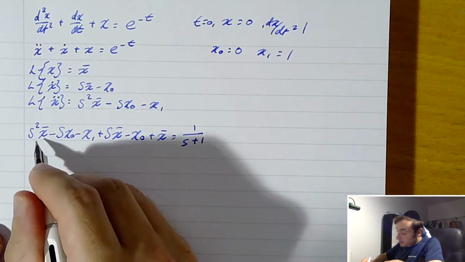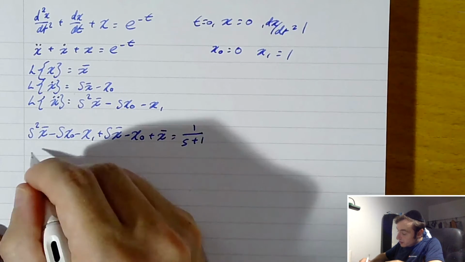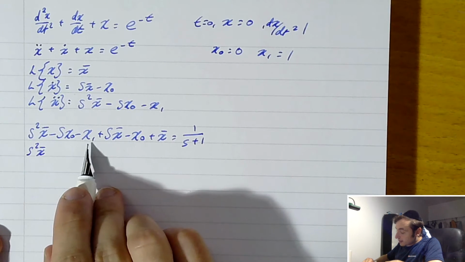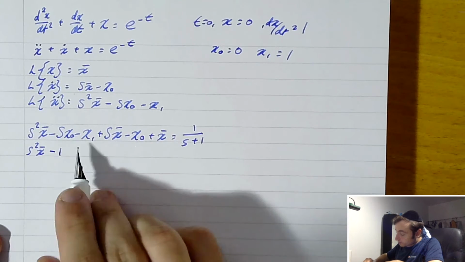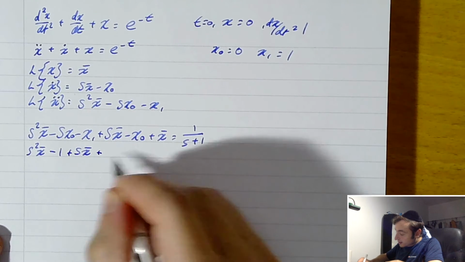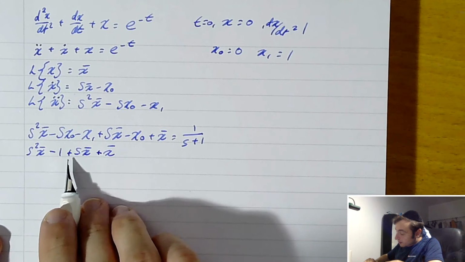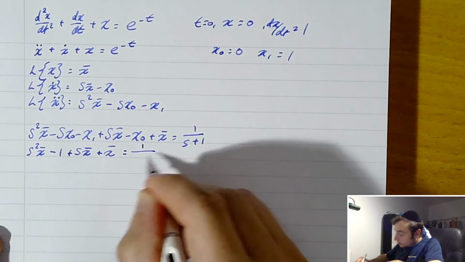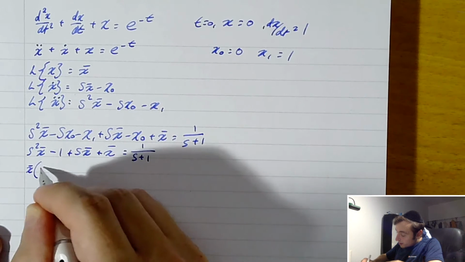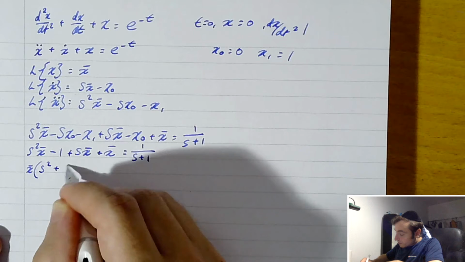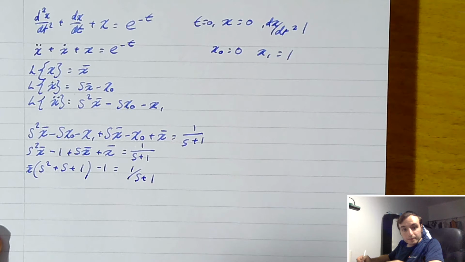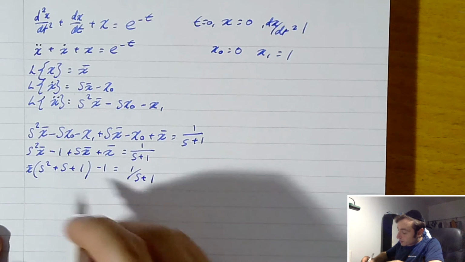So let's substitute those conditions into what we have. So we're going to end up with s squared x bar minus s times 0 minus x1, which is 1, plus s x bar minus 0 plus x bar equals 1 on s plus 1. Yep. And I'm just going to take out the x bar, so we'll have x bar times s squared plus s plus 1, minus 1 equals 1 on s plus 1. So now I'm going to take the minus 1 to the other side.